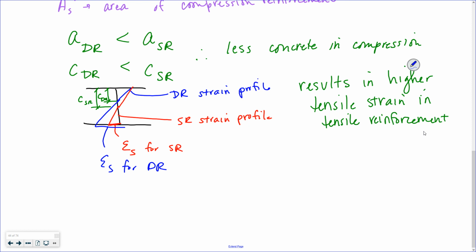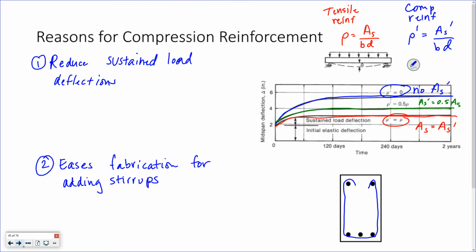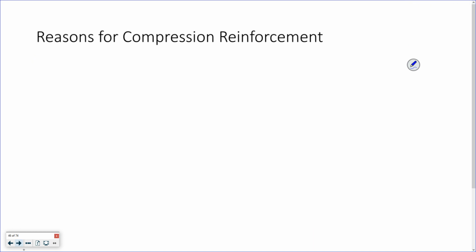So what it comes down to is, if you add compression reinforcement, you're going to increase the tensile strain in your tensile reinforcement, which means it's more likely to yield. Increase that strain, you're making sure you're yielding, and hopefully going to a tension controlled section. That is what all that explanation was about. So, reasons for compression reinforcement: reduce the deflections for your sustained load, makes it easier to construct. Also, you get to increase your ductility.